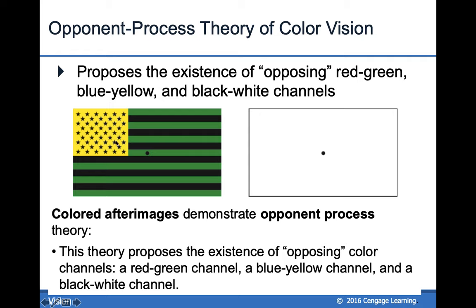So what you've done by staring at the green, black, and yellow flag is you've broken down these green, black, and yellow pigments in your eye so that when you move over to the clean screen, your eyes only have the opposite pigments available. And this after image is a demonstration of the opponent process theory. So this theory proposed that there's an existence of opposing color channels: the red-green channel, the yellow-blue channel, and the black-white channel.